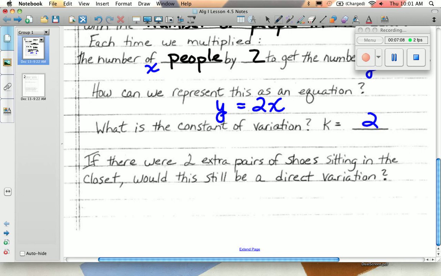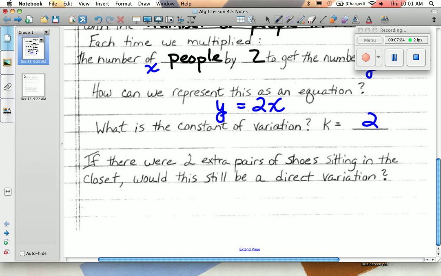Would this still be direct variation then? No. Why not? Because no one's wearing those. Because no one's wearing them? Only because no one's wearing them? Well, okay. 2 doesn't change, just the amount of shoes in the room. Okay, so we don't multiply that 4 by 2, do we?